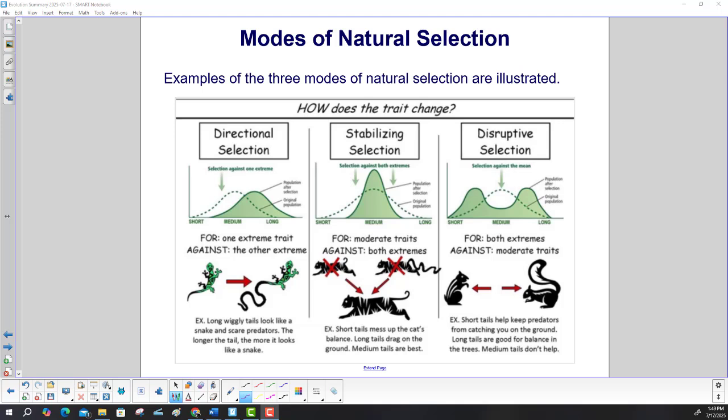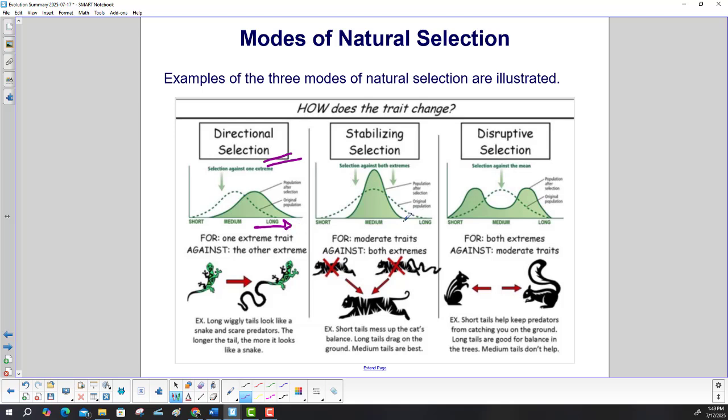Examples of the three modes of natural selection are illustrated. We start with directional selection. That's where you're selecting against one extreme. So you're for one extreme trait and you're against the other extreme. An example would be long wiggly tails look like a snake and scare predators. The longer the tail, the more it looks like a snake. So your genetic variation is moving in that direction.